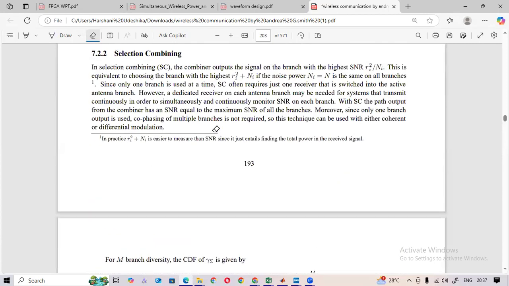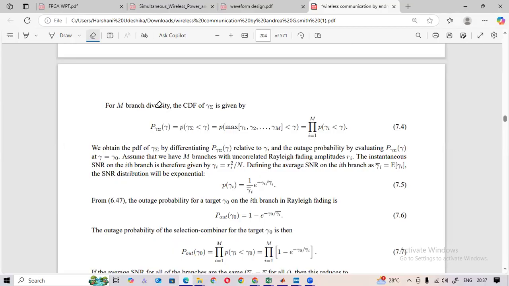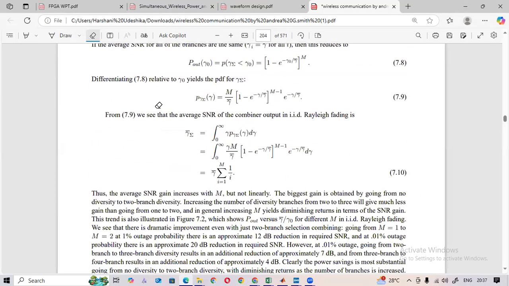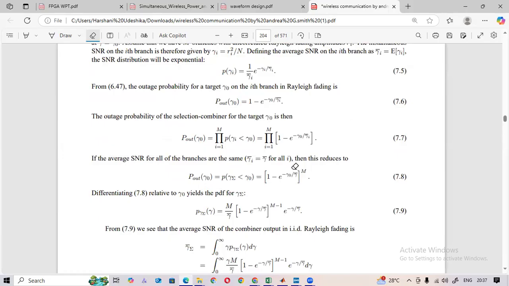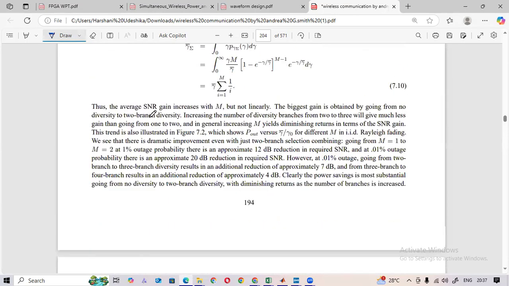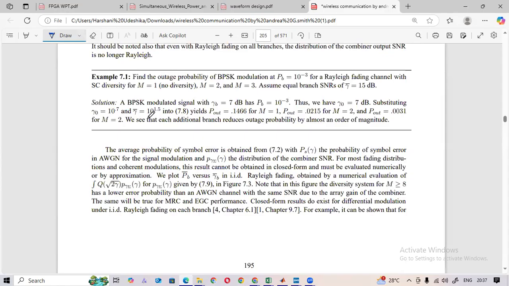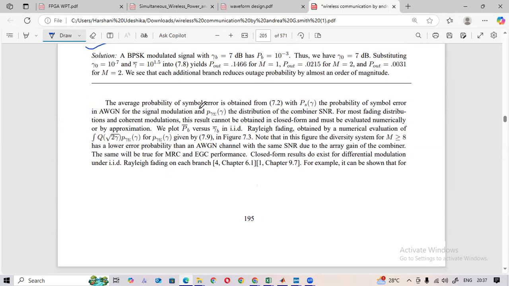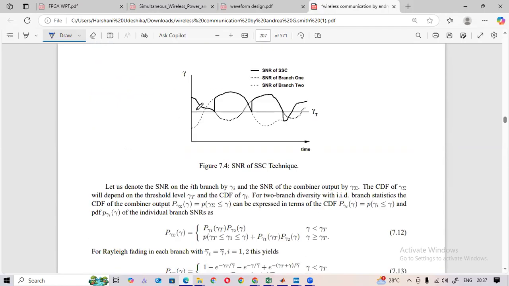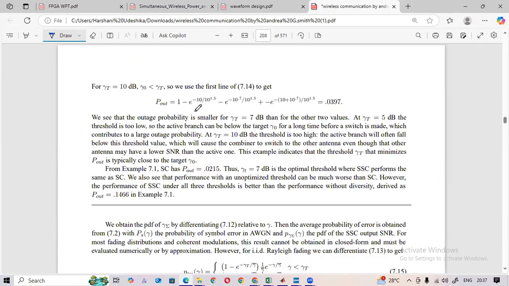So you can see that these are the outages for the selection, for example, under selection combining. So the outage probability is this one. This will be the average SNR and this will be the instantaneous SNR. So this is the average outage probability under selection combining. So maybe you can do this kind of questions for the BPSK. The equations are given. Threshold combining, I think no need.